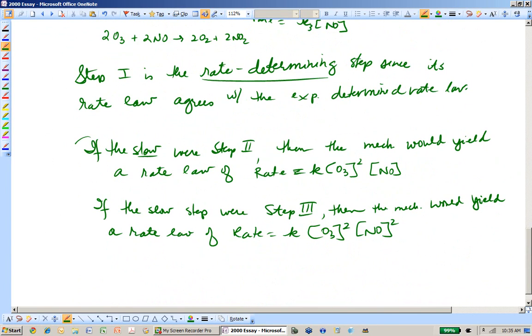Okay, so I need to point out why. It's one thing to tell you what, and it's another thing to tell you why. So I can tell you what it would yield, but I need to tell you why that's not right. And the reason it's not right is it does not agree. Neither agrees with the experimentally determined rate law that I got.